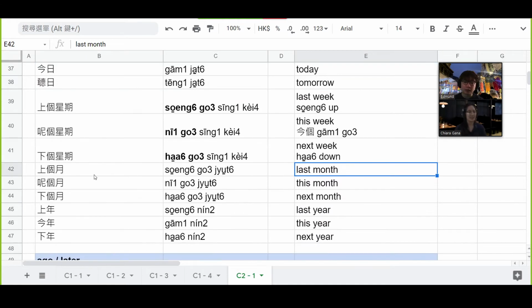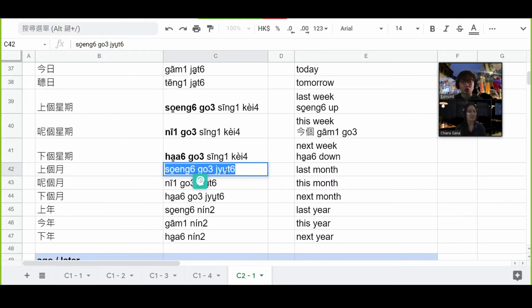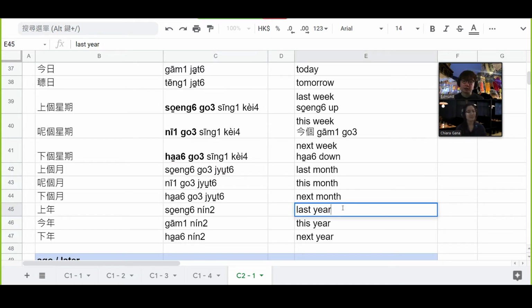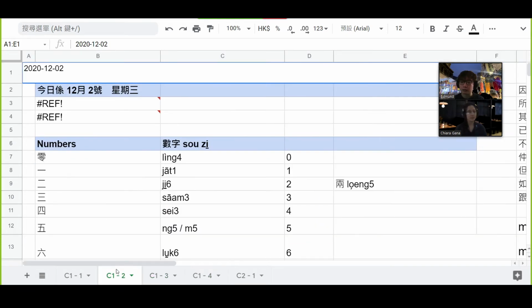Then for month, the month itself is 月. And then other things are the same, like 上個月, 呢個月, or you can say 今個月. Then next month will be 下個月. Or last year will be similar to that, but we just don't have the 個 for year. And the pronunciation of year in this will be different from how we pronounce it when we learn how to say the date.